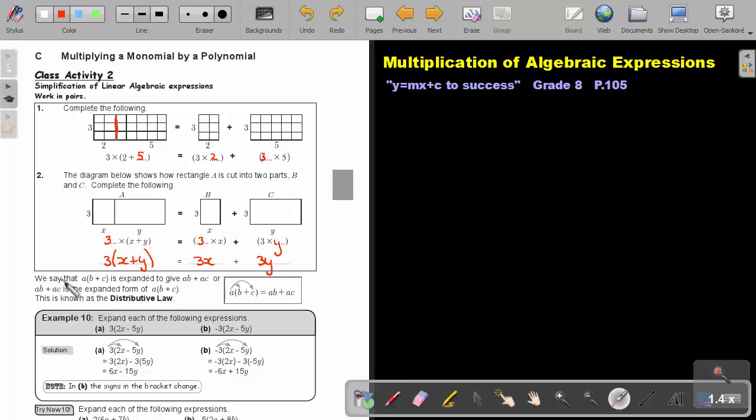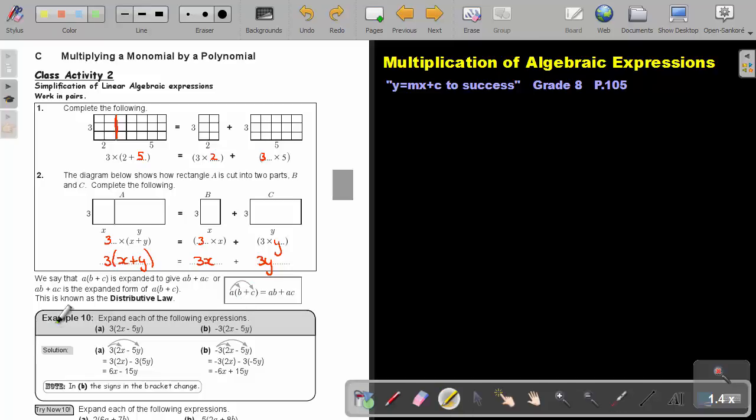We say that a bracket b plus c, close the bracket, is expanded to give ab plus ac. Or ab plus ac is the expanded form of a bracket b plus c. So it's a monomial by a polynomial. This is known as the distributive law. Basically, I take a and multiply it with b, and then plus a multiplied with c.